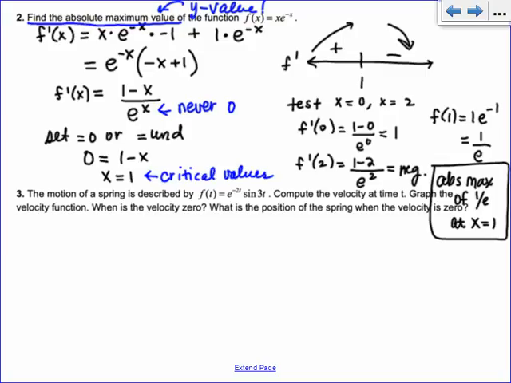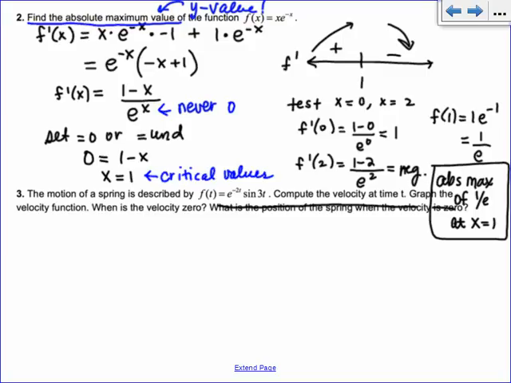Okay. I'm going to get rid of the second part of this next question. It says the motion of a spring is described by f of t equals e to the negative 2t times sine of 3t. Compute the velocity at time t, graph the velocity function, when is the velocity equal to 0? What is the position of the spring when the velocity is 0? Okay, this one's a little bit harder. So they definitely have questions like this. This one was definitely a calculator one. It's not one that you can easily find without your calculator.